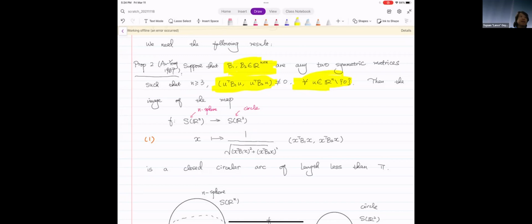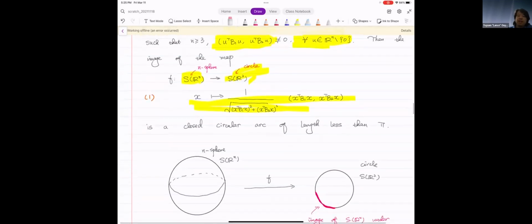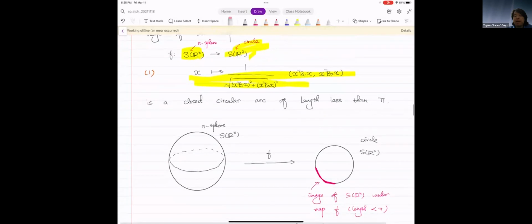And then if this is the case, the result says that if we consider a map from the n-dimensional sphere to a two-dimensional circle that's defined in this way, this is what the map looks like. This map is a map from the n-dimensional sphere to the two-dimensional circle. And the result is that the image of this map is going to be a closed circular arc, and it's going to have an arc length strictly less than pi.